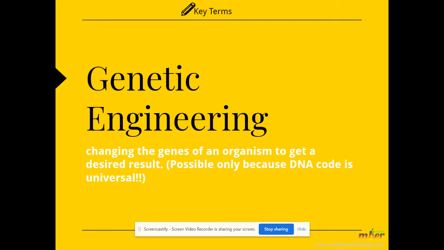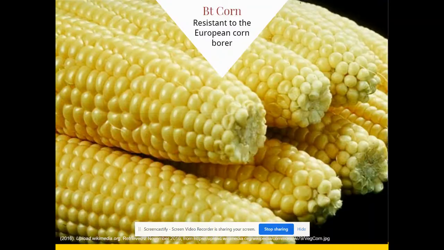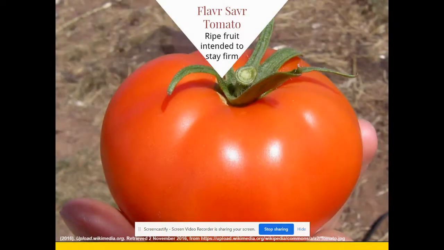However, it does happen on a much smaller scale. For example, Bt corn. This is corn that has been modified to be resistant to the European corn borer, a pest that can destroy entire crops. Next, this tomato. This tomato was genetically modified to stay firm longer, so that it doesn't turn to mush. Mushy tomatoes are the worst.